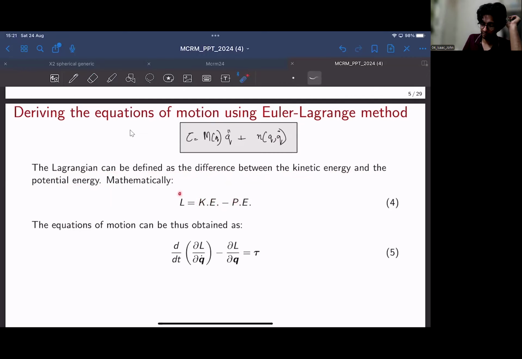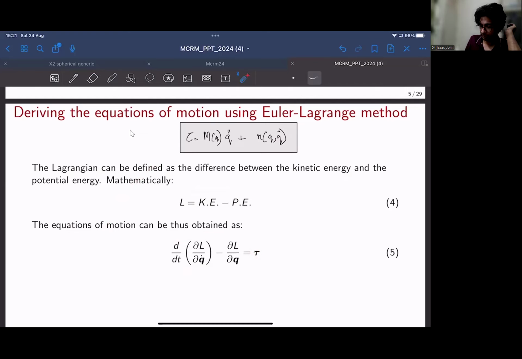So once you have the Lagrangian, you do this following manipulation as per equation 5 to obtain these equations of motion, right? So the torque vector at each of these coordinates. So this is a vector equation. This is not a scalar equation. This torque is a vector depending on the number of joints that you have.